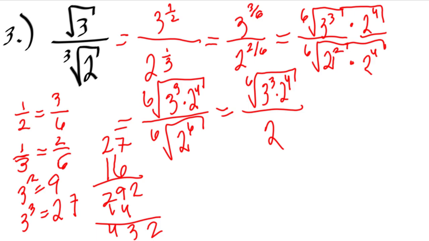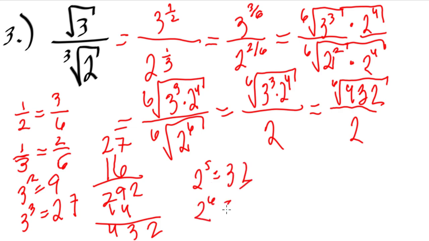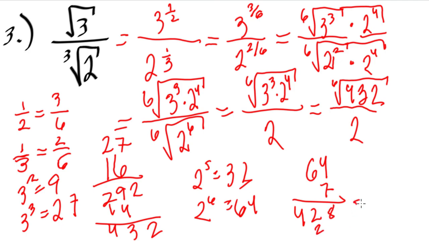Okay, so the 6th root of 432. Now we'll try to extract something from 432. The sixth root of 2, 2 raised to 5 is 32. 2 raised to 6 is 64. Let's try if this is divisible by 64. 432 divided by 64. We cannot do that. Let's try 7. 64 times 7. We have here 42. 7 times 4 is 28. That gives us 448. That's an overshoot. We cannot do that.